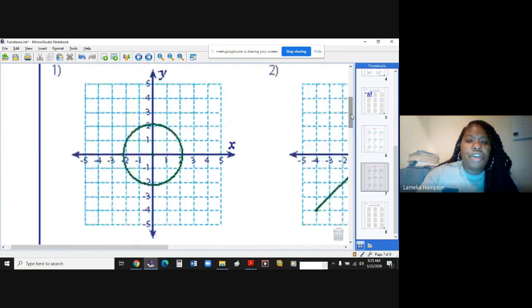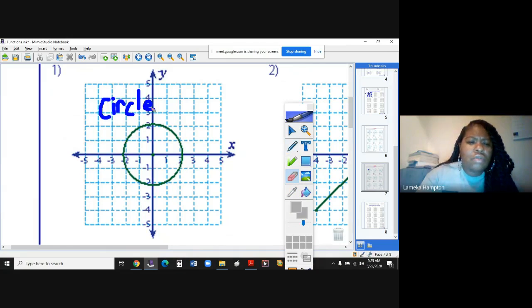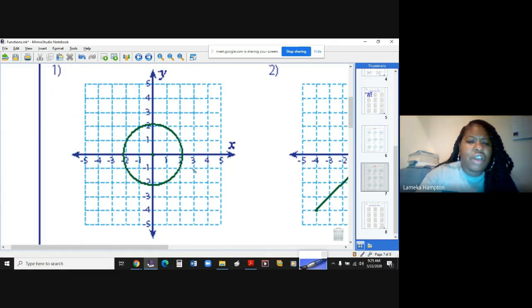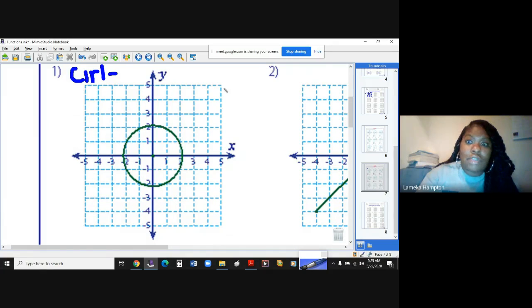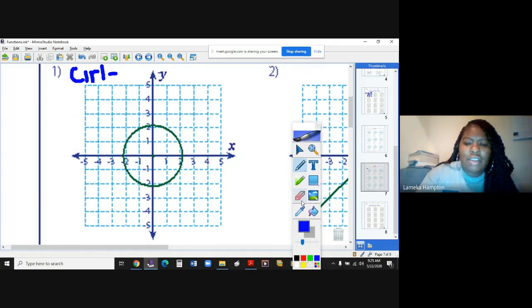Now with number one, this is, as we know, a picture of a circle. So let me just write it up here somewhere. All right. So we have a circle.